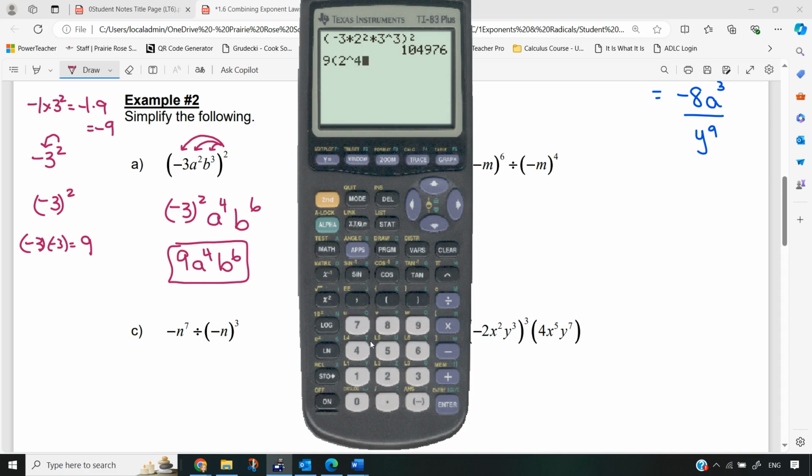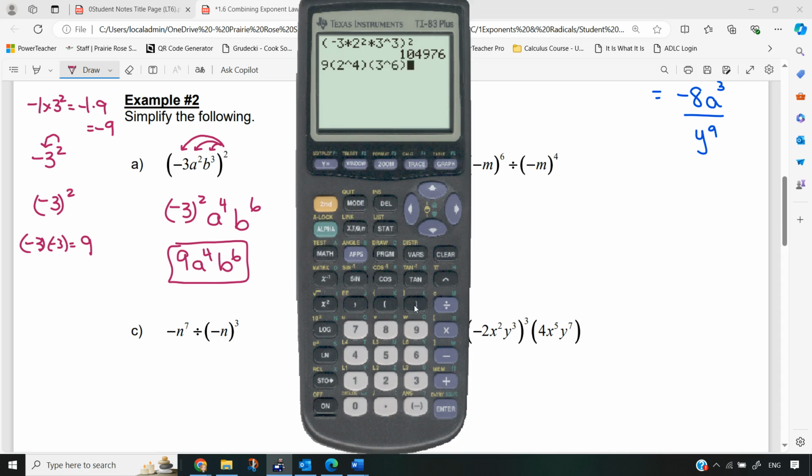Now I'm going to check my simplified answer, and I'm going to have 9 times 2 to the 4th times 3 to the 6th. And if I've simplified correctly, I should have the same answer, and I do.